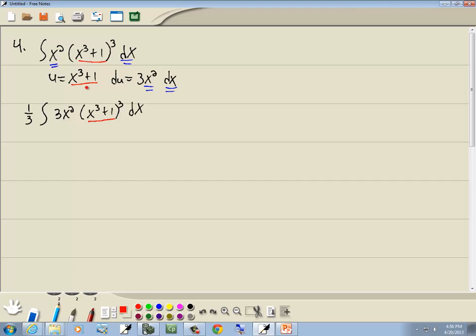Now this matches, x to the third plus 1. 3x squared, dx. So it matches perfectly. So then this becomes u to the third du. Again, I'm replacing the x to the third plus 1 with u, and I'm replacing the 3x squared dx with du. They don't have to be right next to each other, as you can see. You just have to have both of them in there.